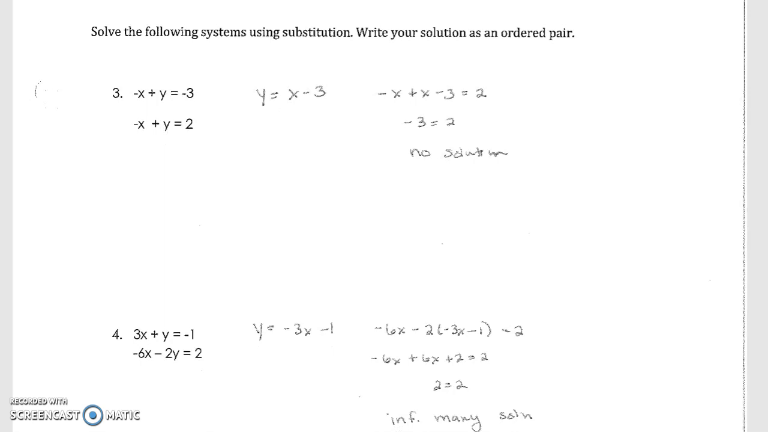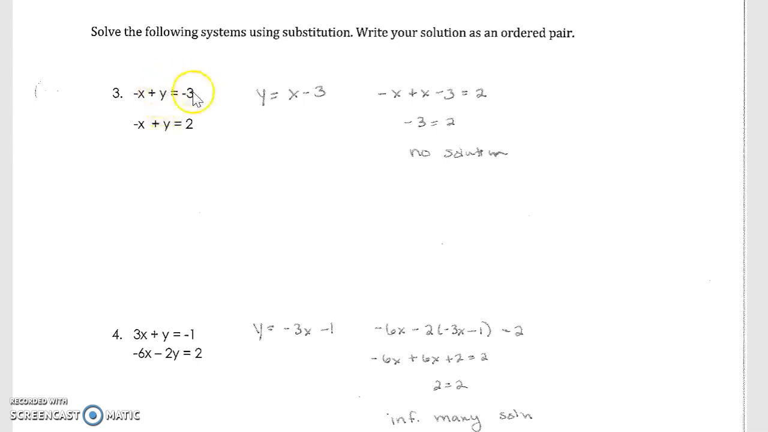Solve the following system using substitution. Write your answers in ordered pair. The directions have not changed. So you have -x plus y equals -3. You have -x plus y equals 2. When you look at -x plus y in both of those equations, that might already be ringing an alarm bell in your head. If not, that's okay. Go ahead and do the work.